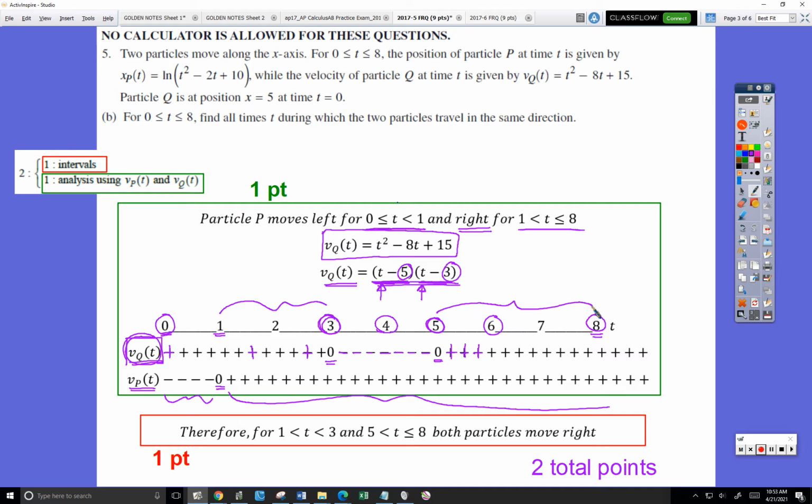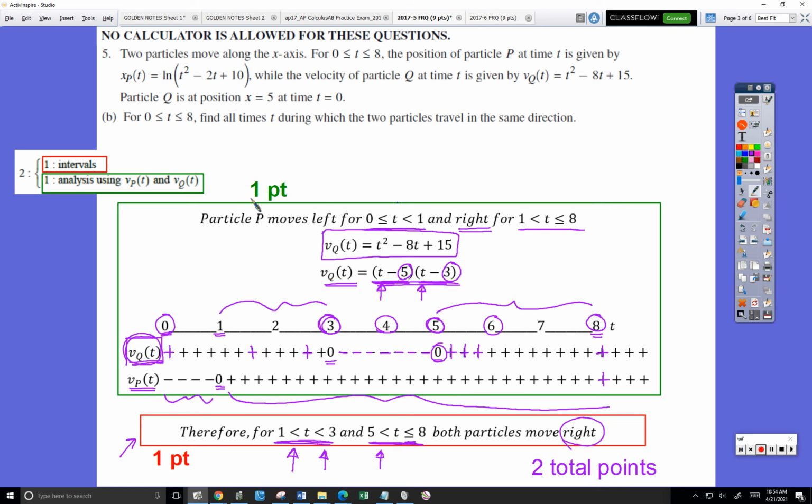So here's the correct answer in the red box. That's 1 point. Both particles move right. If you didn't put an equal sign here, I think they'd let it go, although that is technically an equal sign because they're definitely positive at time 8. That's not an equal sign here because at time 5, one of the particles is actually stopped. Similarly here, one of them is stopped at time 1, the other is stopped at time 3. So best to not use the equal sign. If you put it on, they'd probably still give you the point.